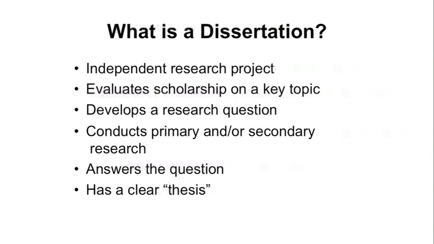Crucially for a dissertation, it must answer a question. So the question must be formulated from engagement with the literature. The dissertation must have a clear set of questions, a clear research question and or related objectives to that question. And at the end, the student must answer that question and have a clear thesis, which is grounded within the findings. So the thesis is the clear argument that emerges from your dissertation, okay?